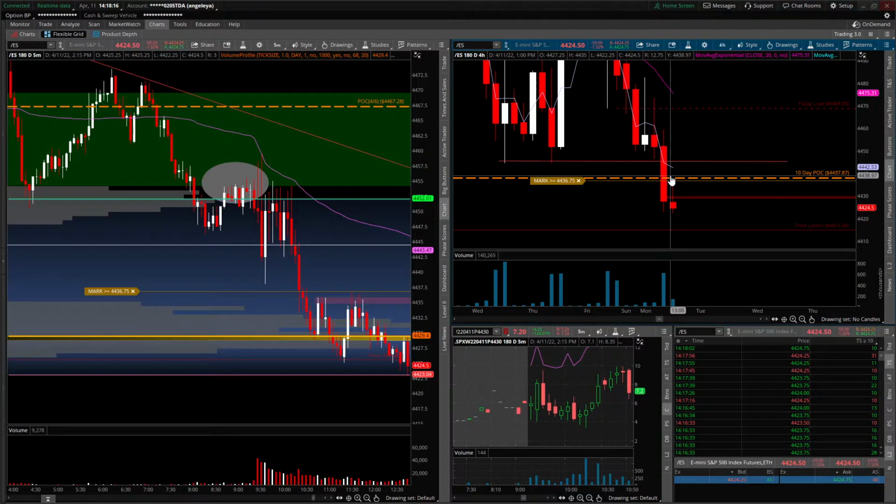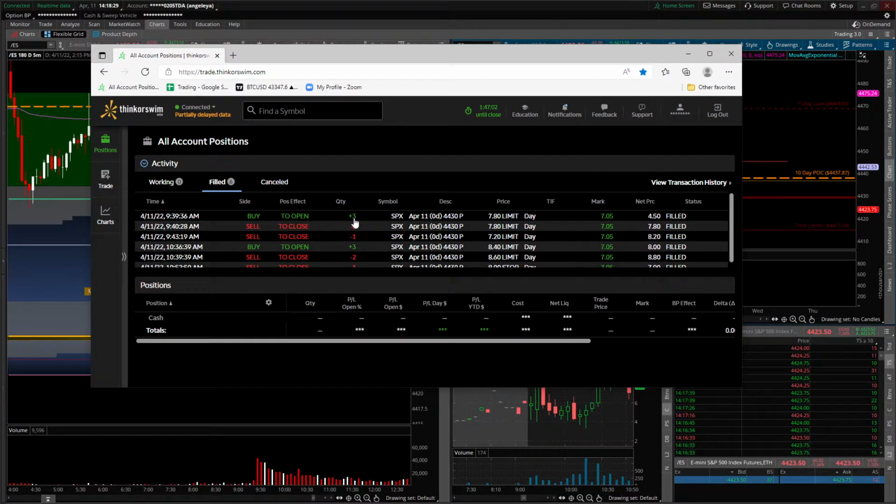And then right now, where we sit, we're way below that, but we took the trade. We got in the trade, 3 contracts for 4430 puts, at 9:39 in the morning. At 9:40, a minute later, we sold 2 of the contracts. We got in for $450 and sold 2 of them for $780, so each of them profiting about $400.